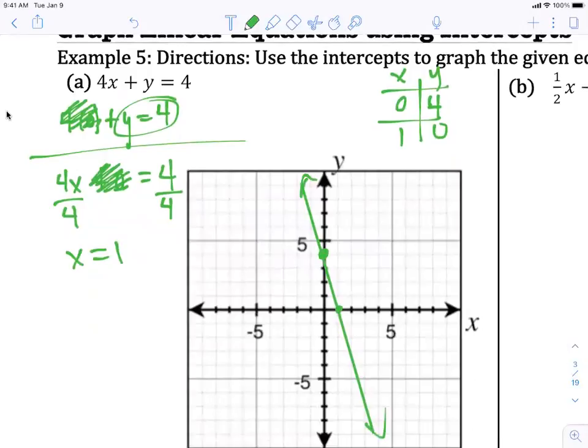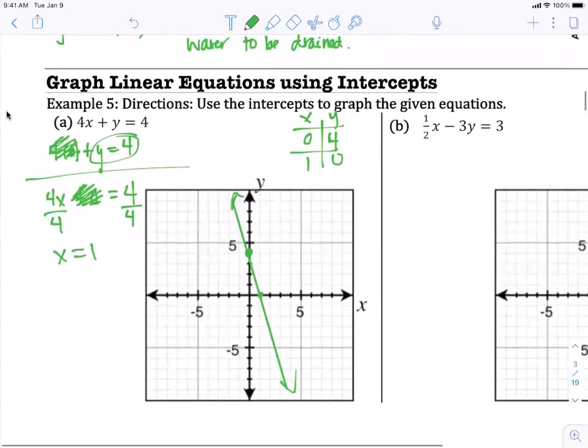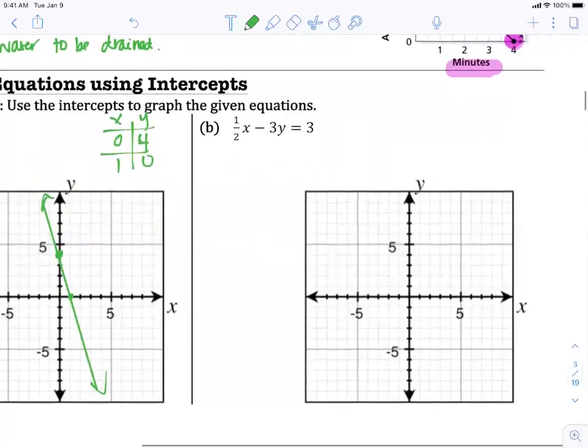So intercepts, that's kind of the nice part about it. Could you graph using a table and plug in as many values as you want? Sure. If you want to just find the y-intercepts though, this is also a really helpful tool. So again, I want you guys to pause your video and try example B on your own.